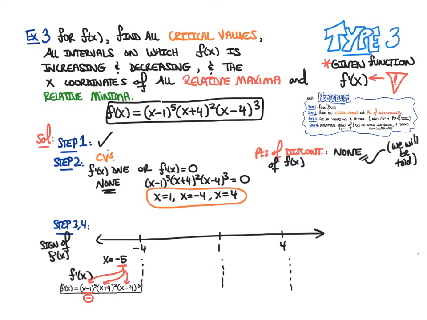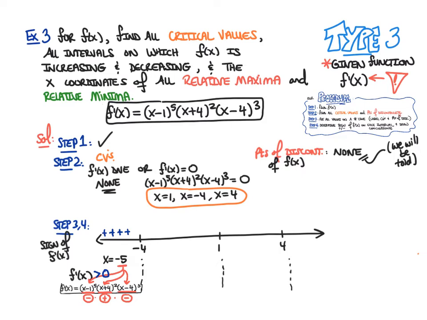If I put negative 5 into this value, negative 5 plus 4 is negative. When I square it, it'll be positive. And when I put a negative 5 in here, I'll get negative 9 raised to the third. So that's to an odd power, so that'll end up being negative as well. And when you multiply a negative by a positive by a negative, you'll get something that's positive. So f prime of x on this interval is positive, okay? Because I took my test point from that interval and we found that it's positive.